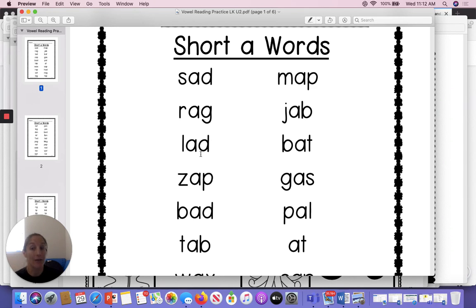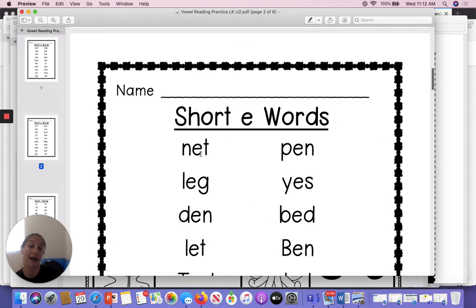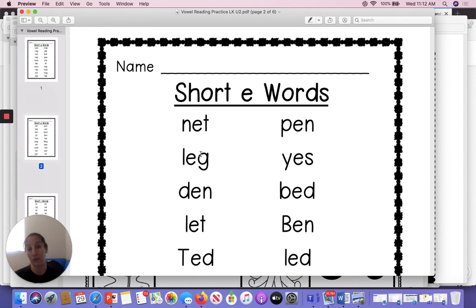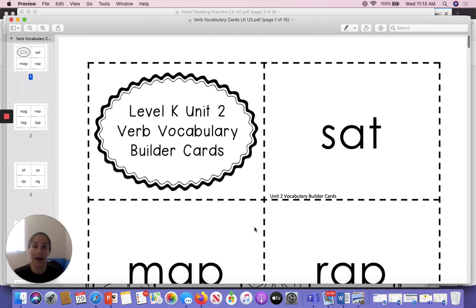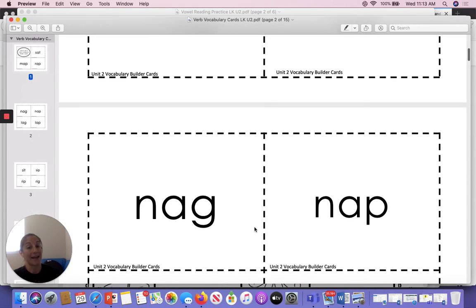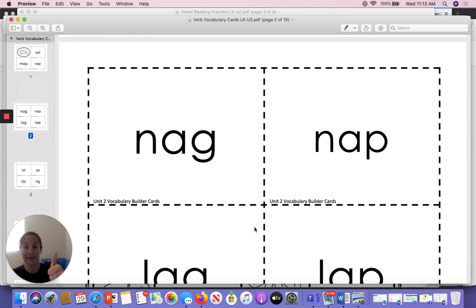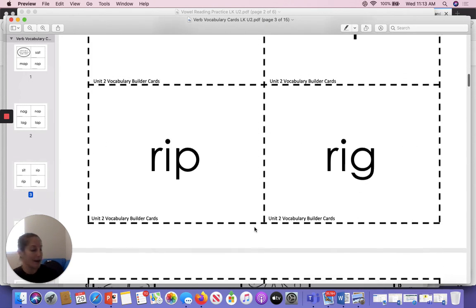Ways you could also make this a little bit more challenging is you could take a few short A words and a few short E words and have them sort them by the vowel sound. Or you could go through and you could pick out some that have the same beginning or ending sound, and you could sort by beginning or ending sound as well. So there's a lot of ways to use this, and it's the same thing with the verb vocab cards. In that you could read a few, then cut them. You could sort them by medial sound, beginning sound, or ending sound. And there's plenty of these.